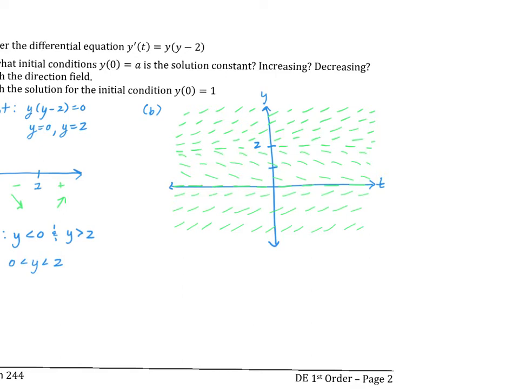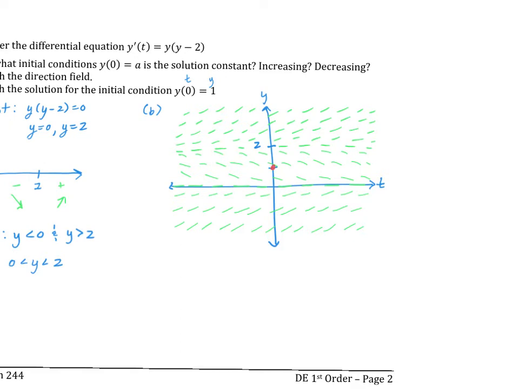So part C says sketch the solution for the initial condition y of 0 equal to 1. So that means t is equal to 0, y is equal to 1. Let me go to that point. T is 0, y is 1. That would be this point here.